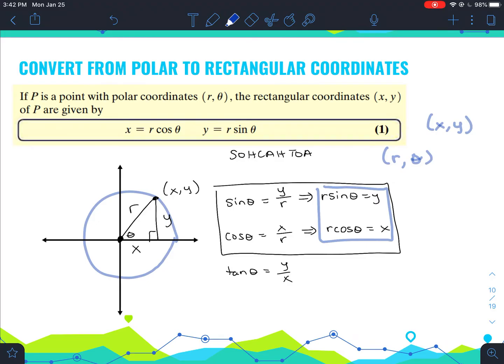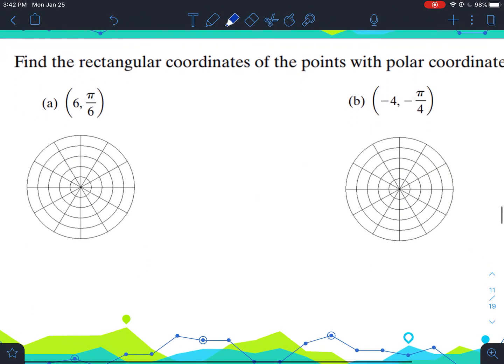If you take r times the sine of theta, it gives you the y coordinate in rectangular form. And if you do r times cosine theta, it gives you the x coordinate in rectangular form. So those are two equations that should go in your long-term memory that you should memorize. So if we are given the polar coordinates 6, pi over 6, we would go out even more. So this would be the point 6, pi over 6.